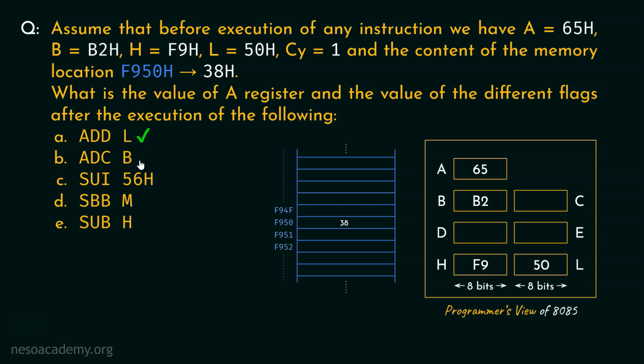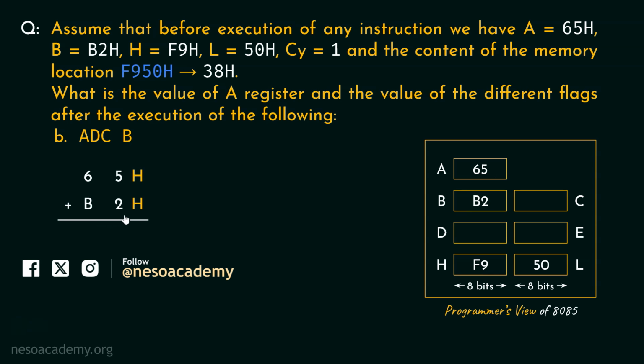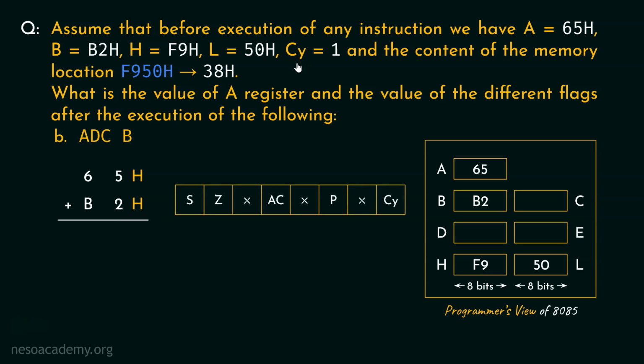Let's now focus on the second instruction, that is ADC B. Now I hope you remember what ADC does. Add with carry the content of B register with the content of the accumulator. Now in B register we have got B2 as it was mentioned in the question itself, and in the accumulator we have got 65. So we are performing addition between 65 and B2, and if you remember, the carry flag was initially set. So we are going to perform the addition between 65, B2 and 1 of carry. Now if we add this 1 with B2, it will become B3.